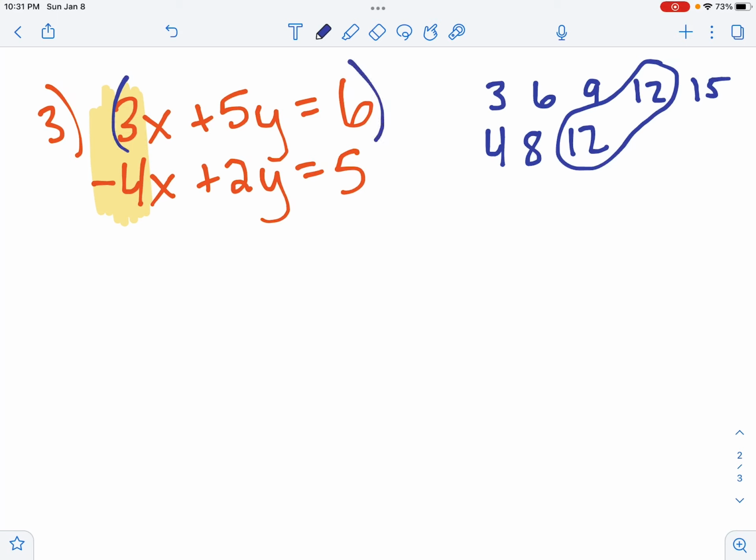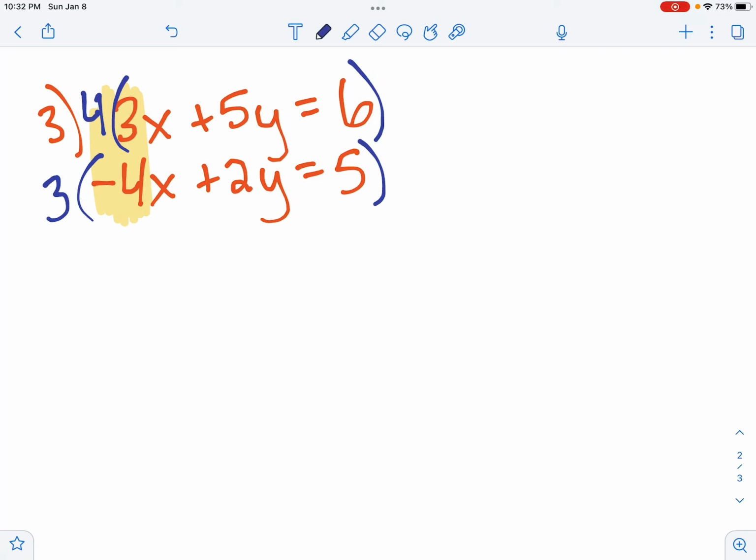So if I look at this first equation, what do I multiply 3 by to become a 12? 3 times 4. Now look at the second equation. What do I multiply 4 by to become a 12? 4 times 3. So this one I'm multiplying both equations. Now, do I need to change their signs? No, because my x's already have opposite signs. That's what I'm getting to cancel.